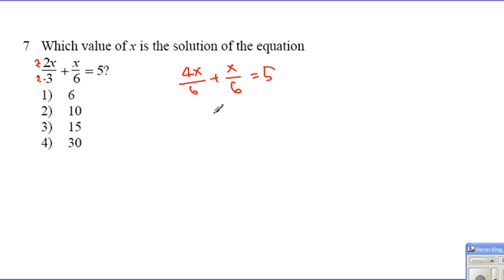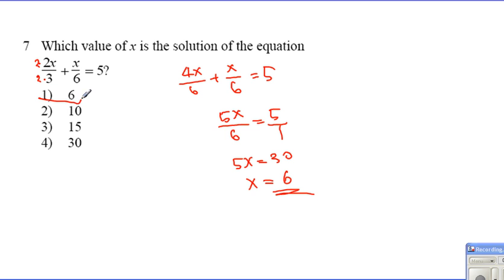And when you combine them, we end up getting 5x over 6 equals 5. So put it over 1. When you cross multiply, we get 5x, which is equal to 30. Then x must be equal to 6. Hence making number 1 our answer.